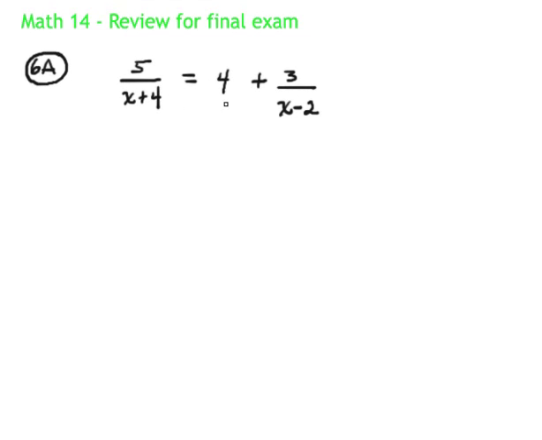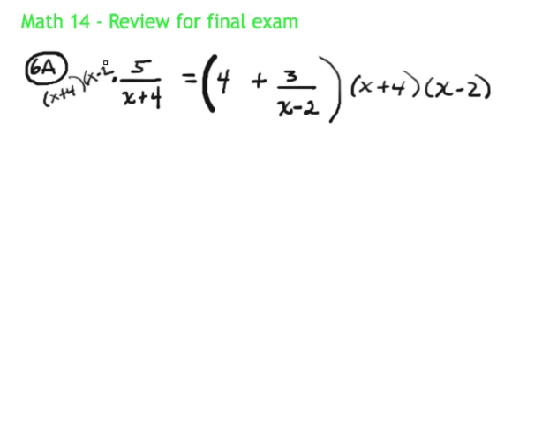In 6a, we have a rational equation, and we're going to solve this by clearing out the denominators. So we'll multiply both sides by the common denominator, that is by x plus 4 times x minus 2. All right, so let's do that. On both sides, and here as well. Okay, on the left-hand side, these cancel, the x plus 4 and the x plus 4. So on the left side, we have 5 times x minus 2.